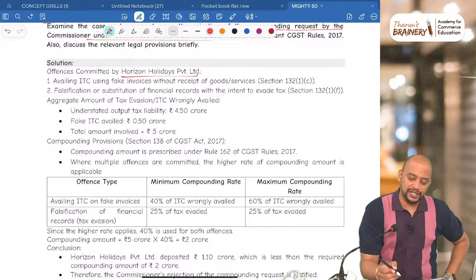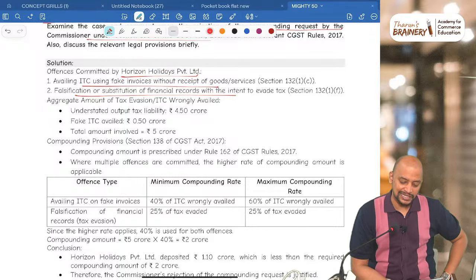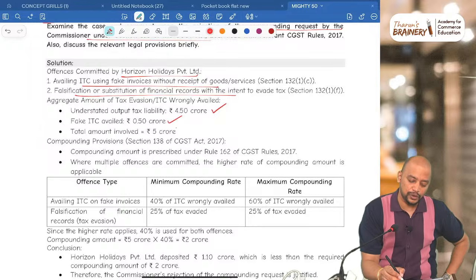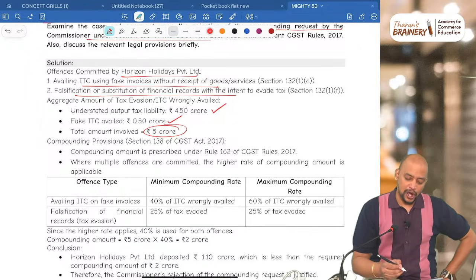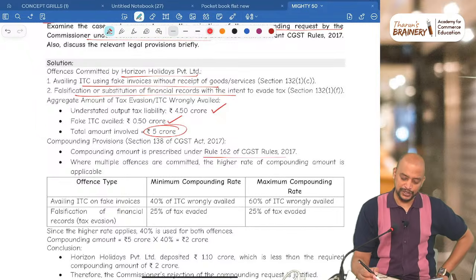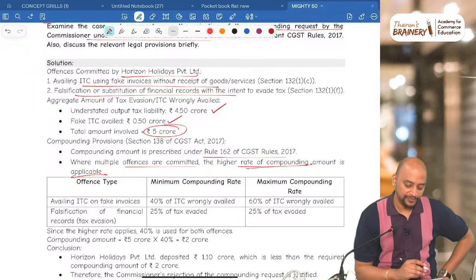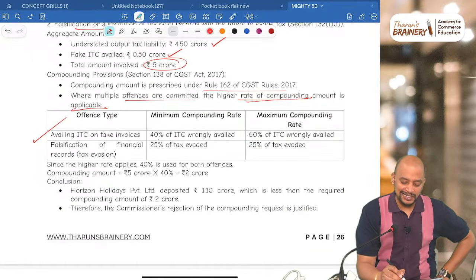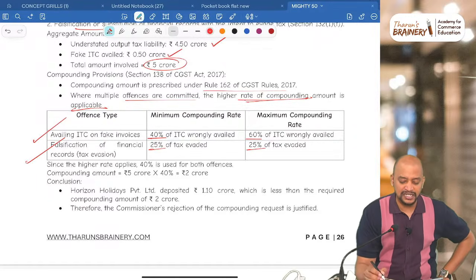Offences committed by Horizon Holidays: availing ITC using fake invoices, falsification or substitution of financial records, and understated output tax liability 4.4, fake ITC 0.5, so total 5 crores. Compounding provisions: compounding amount is prescribed under Rule 162. Where multiple offences are committed, the higher rate of compounding amount is applicable. Availing ITC on fake invoices, so 40% to 60%. Falsification of financial records 25%.